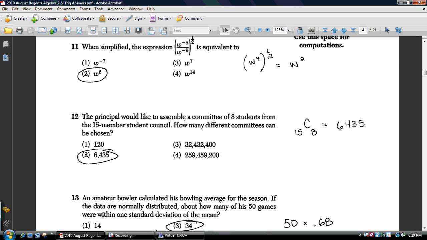The principal would like to assemble a committee of 8 students from the 15-member student council. In this particular example, order does not matter because he's just selecting students. He's not selecting them for positions, just groups. And so therefore, you got to use a combination. And you know, just plug that guy into your calculator.